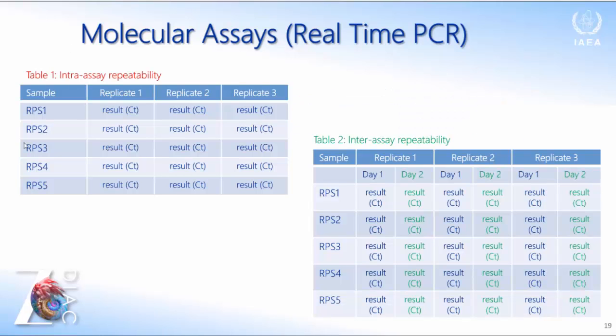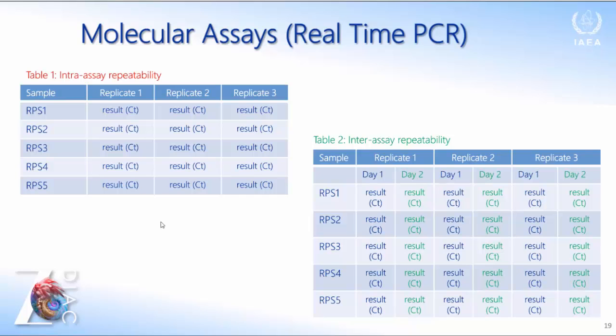So this would be the table that you will get, for example, for your repeatability panel sample tested in one assay run on one day by the same person in the same laboratory. So you will have all your 5 samples. You have to do it in triplicates, as we said, and you should record the obtained results from each sample. And this would serve you later on to calculate your intra-assay repeatability or intra-assay precision.